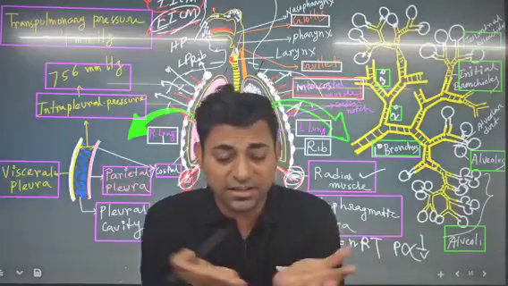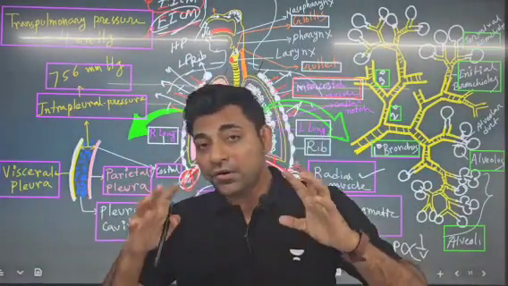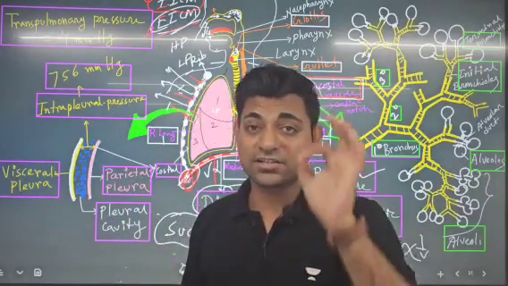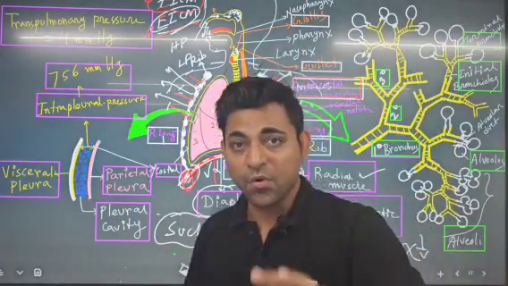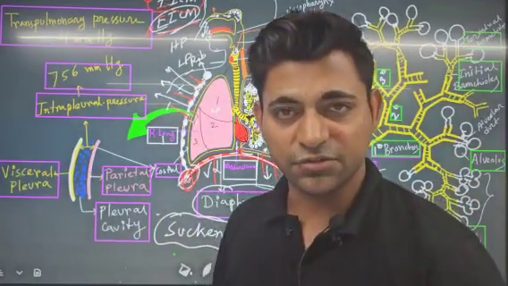So in order to exchange, the more the surface area, the more it will intake, and it will allow gaseous exchange. It will allow diffusion. More the surface area, more the diffusion. Less the surface area, less the diffusion.